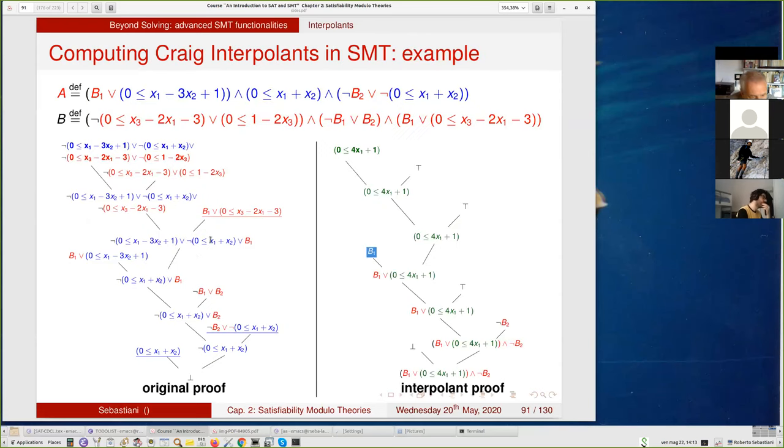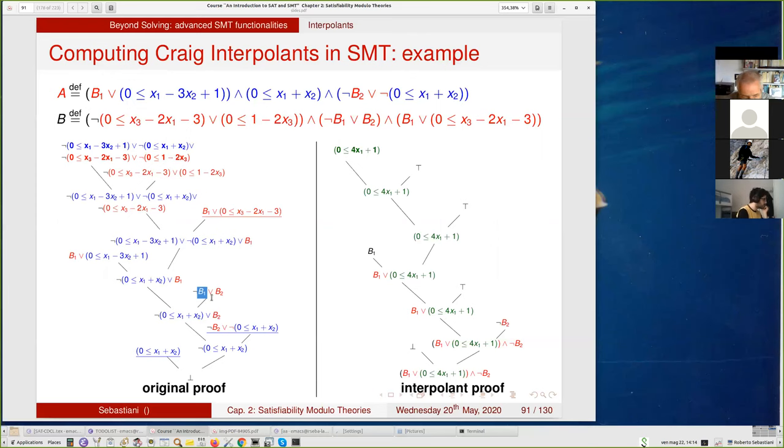Okay, now in order to get from here to here, we were resolving this atom against this one, okay? This is not in B, so we have to apply the disjunction of the two interpolants. So we have to apply the disjunction with this interpolant and this interpolant here, which is B1 or 0 smaller equal than 4 x1 plus 1. Okay, so we have the disjunction of these two elements. Again, here, this is completely in B, so which is true. We have resolved on an atom in B, so we have the conjunction of the two interpolants, okay? Conjunction with true, we just move this down.